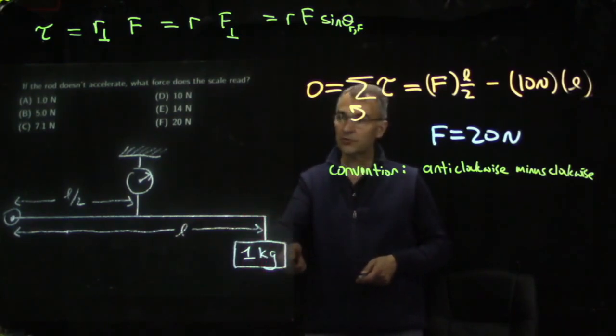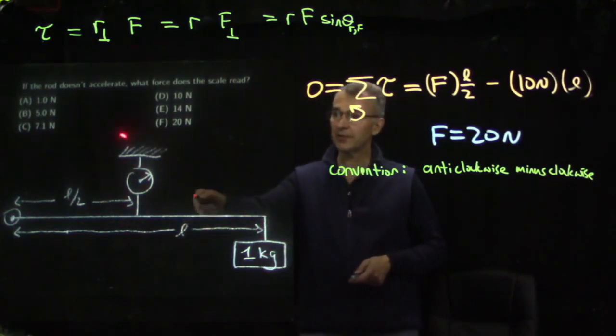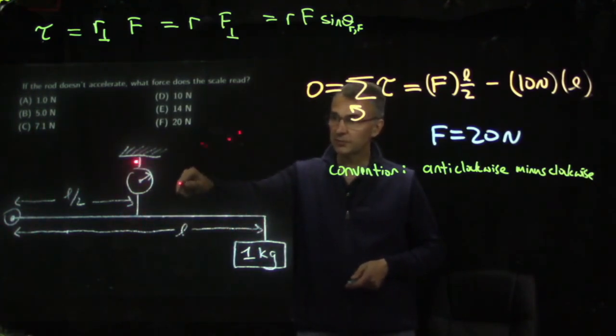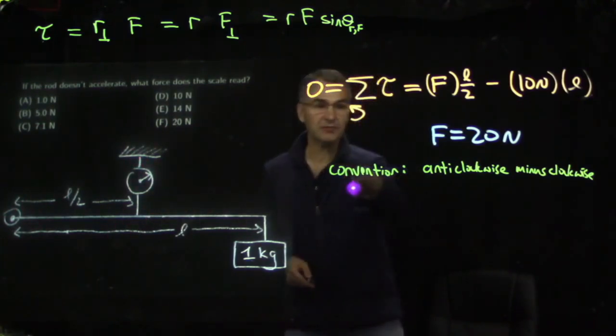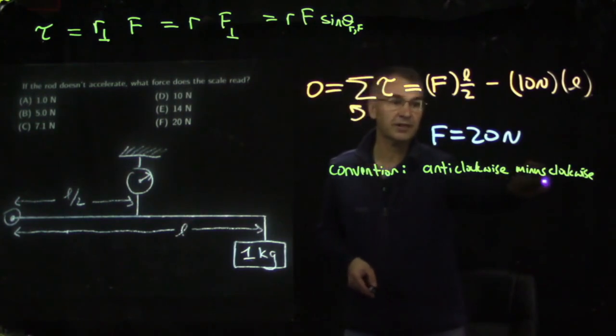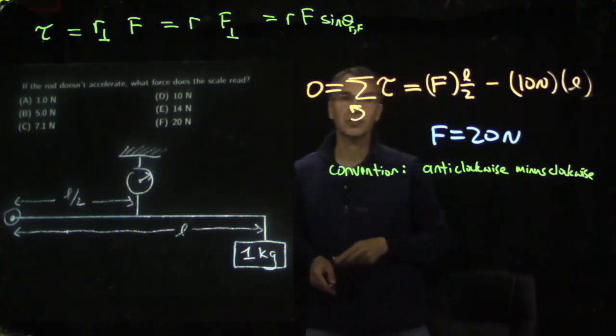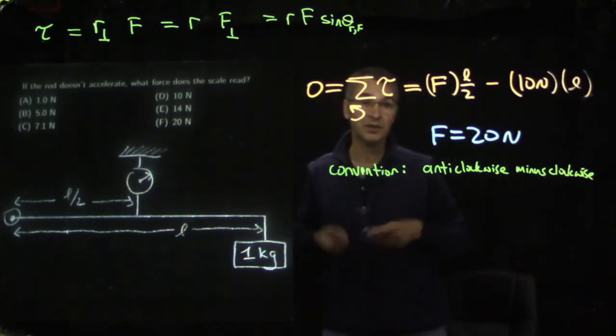Now a downward force would tend to be a clockwise rotation, and an upward force here would tend to be a counterclockwise rotation if the tendency is to rotate about here. So here we're rotating clockwise about the pivot with this downward force, and this upward force is tending to produce a counterclockwise or anti-clockwise rotation about the pivot. So the typical convention that we use is anti-clockwise minus clockwise. So the counterclockwise torques we do with a plus sign, the clockwise torques we do with a minus sign. You could use the opposite convention if you want. It's just nice to have a convention.